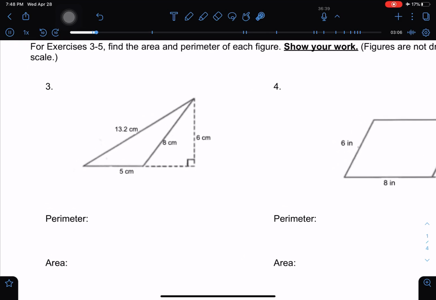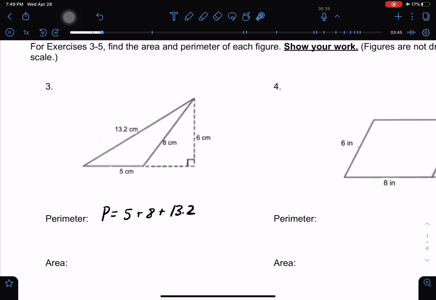We know that perimeter is the total distance around an object, so we are going to add up all the side lengths, which we know for a triangle are a total of 3. So I'm going to go ahead and say perimeter equals 5 plus 8 plus 13.2. It's a little bit tricky when we see that they're including the dotted line here, and it says 6 centimeters, but we need to remember that that is not a part of the triangle, so we do not include that in our perimeter. What we do use that for, though, is for finding the area, which we'll see in a minute.